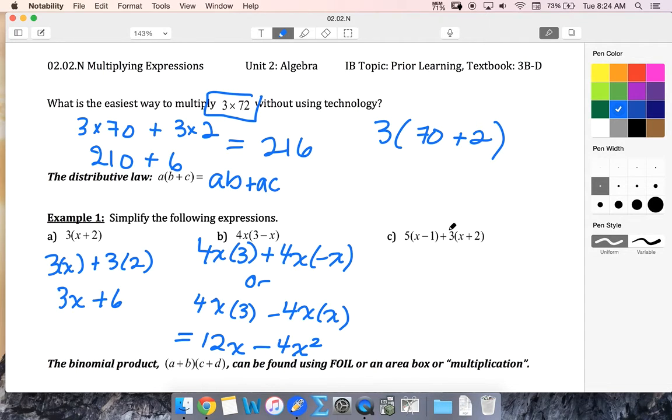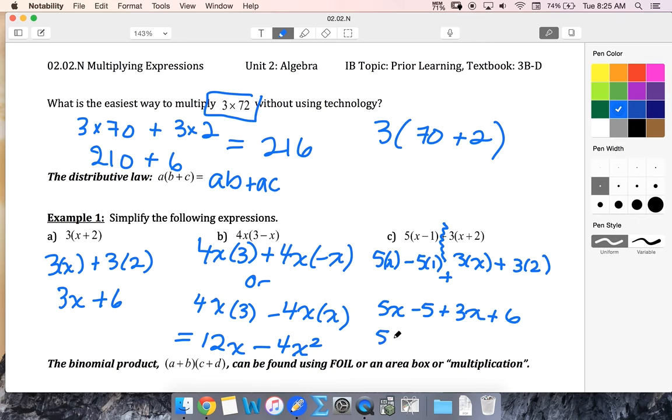All right, this one I see as having two separate parts, two distributions. So I've got 5 times x minus 5 times 1. And then over here, I've got 3 times x plus 3 times 2. And I've got a sum of all of that. So 5x minus 5 plus 3x plus 6. I'm going to rearrange that: 5x plus 3x minus 5 plus 6.